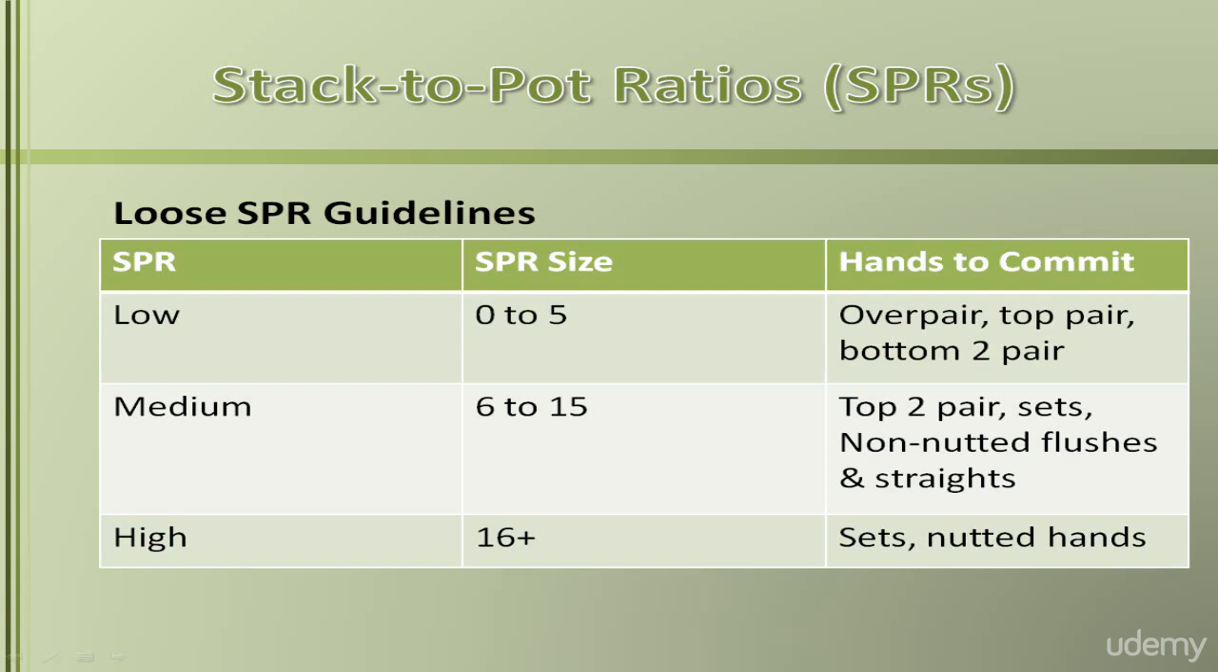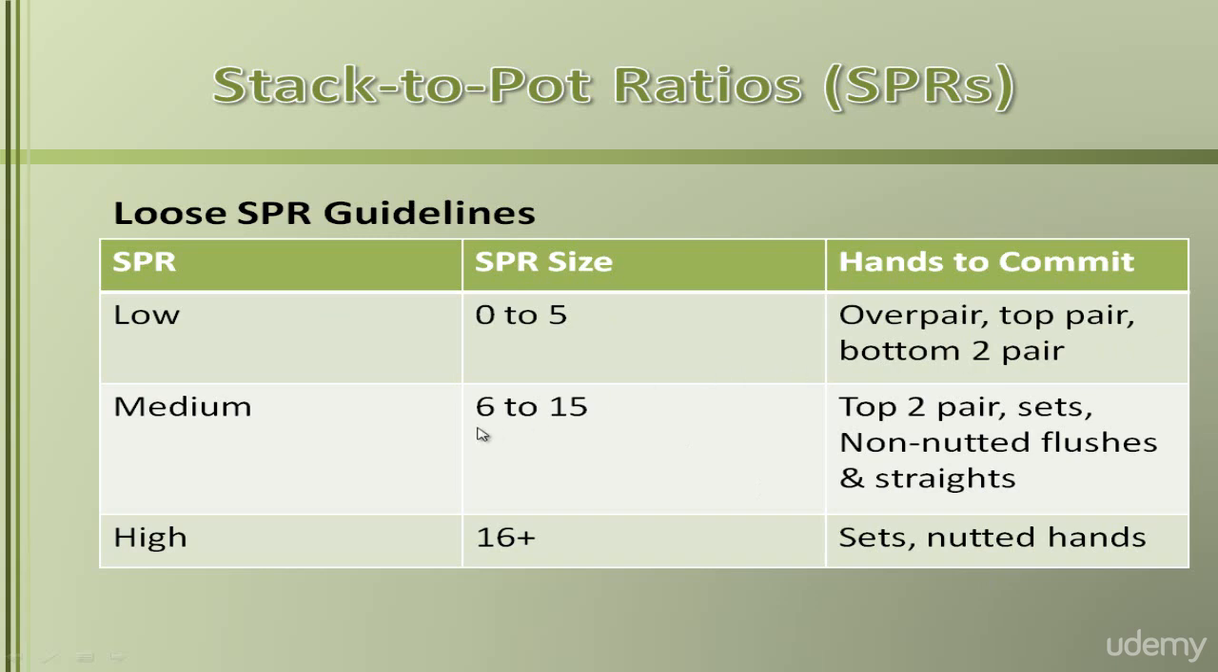So I went ahead and put a quick table together, and we have different SPRs in place. We have low SPRs, anywhere up to 5, we have medium SPRs, 6 to 15, and we have high SPRs of 16 plus. So what you'll notice, if we look at the different SPRs, our low, medium, and high SPRs, is the different types of hands that people will commit with.